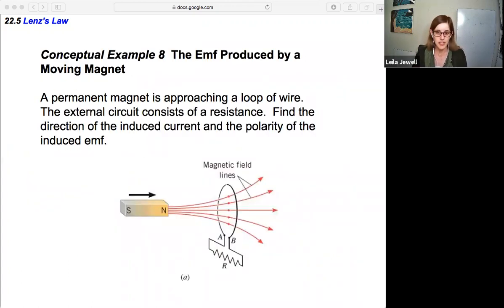Conceptual example 8, the EMF produced by a moving magnet. A permanent magnet is approaching a loop of wire. The external circuit consists of a resistance. Find the direction of the induced current and the polarity of the induced EMF.